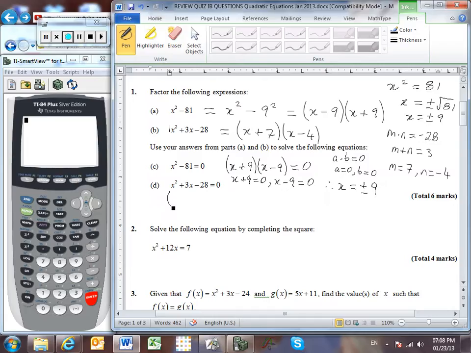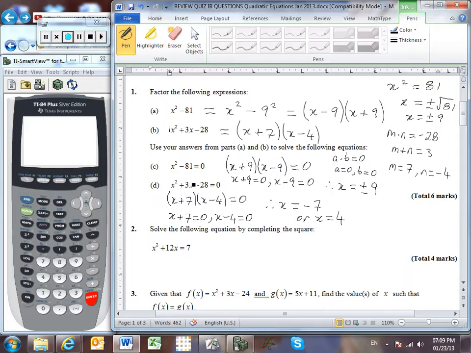Part D, let's replace the quadratic expression with its factorized form. This means that either x plus 7 is equal to 0 or x minus 4 is equal to 0. And if we solve, we'll find that x is equal to negative 7 or x is equal to positive 4. And I should just probably check both of these answers to make sure that they do work. So if x is negative 7, that gives me 49.